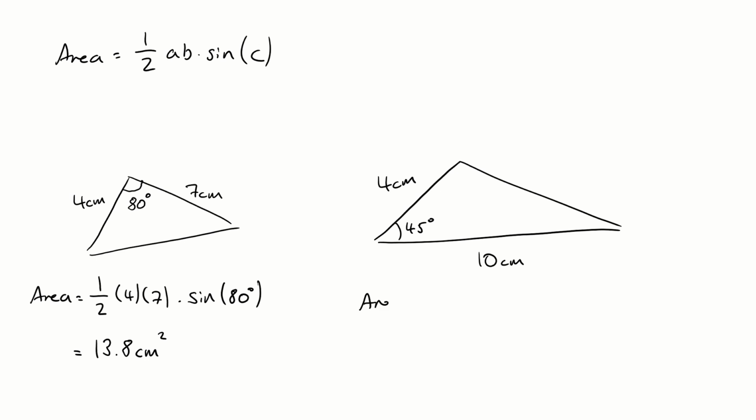Then again, we just use the formula. The area is equal to a half times 4 times 10, because they're my two sides, times the sine of the angle that is enclosed between them. Again, if you pop that into a calculator, you will get about 14.1, and we are in square centimeters again here. If we take a look at a couple more examples, let's remember again that the area is equal to a half times ab times sine of capital C.